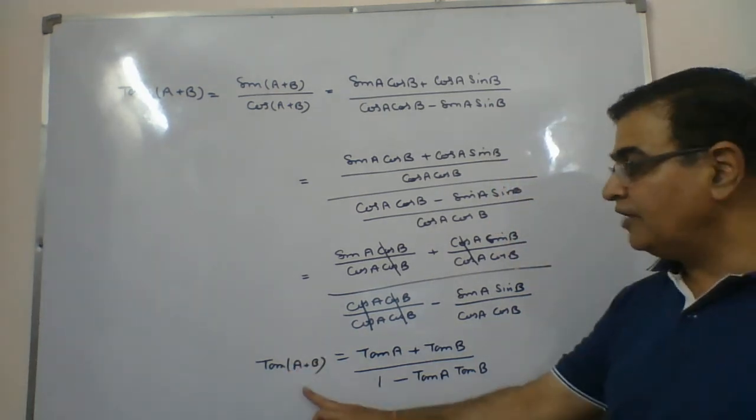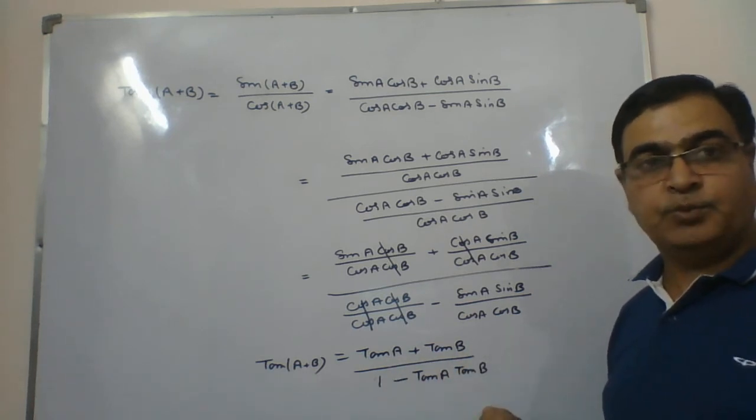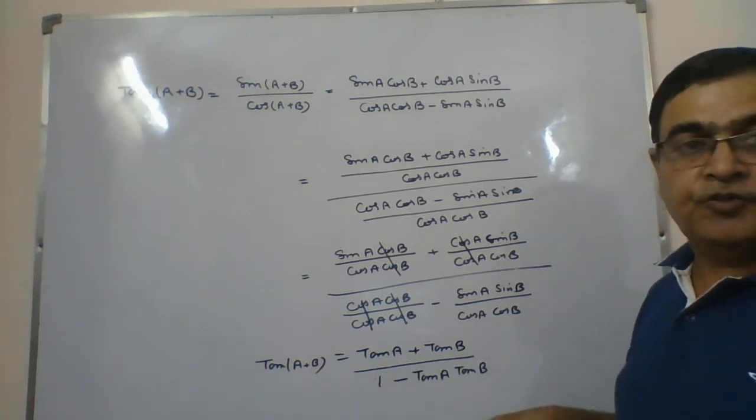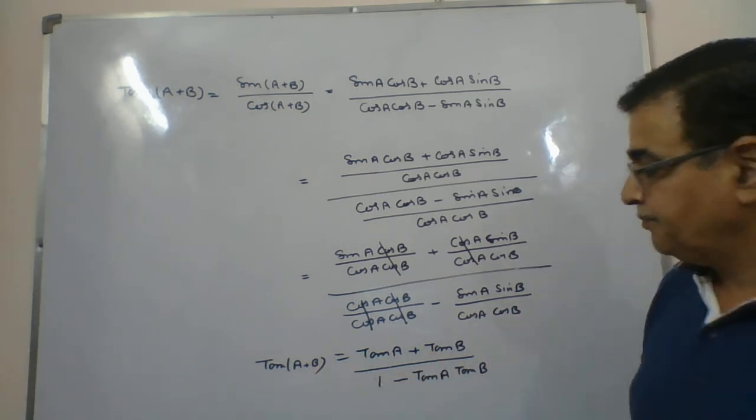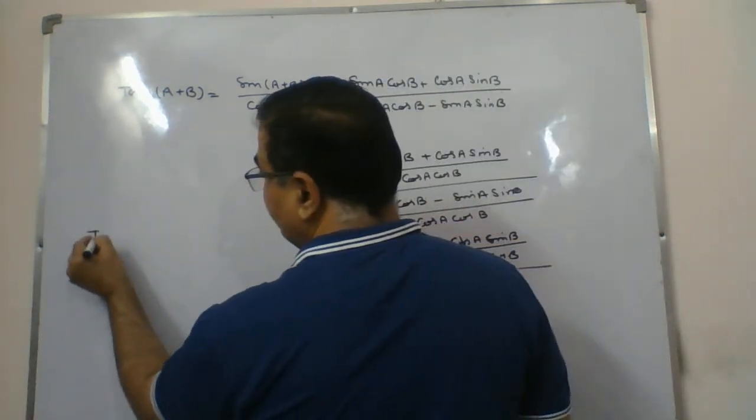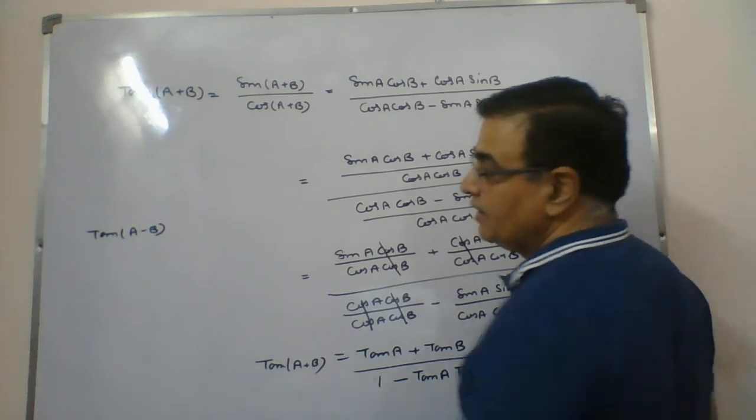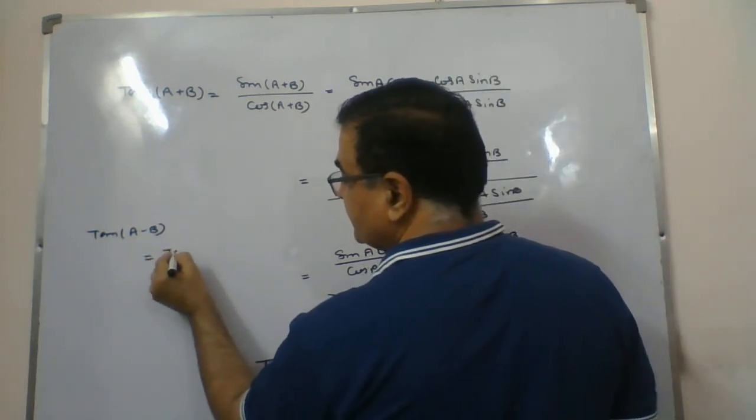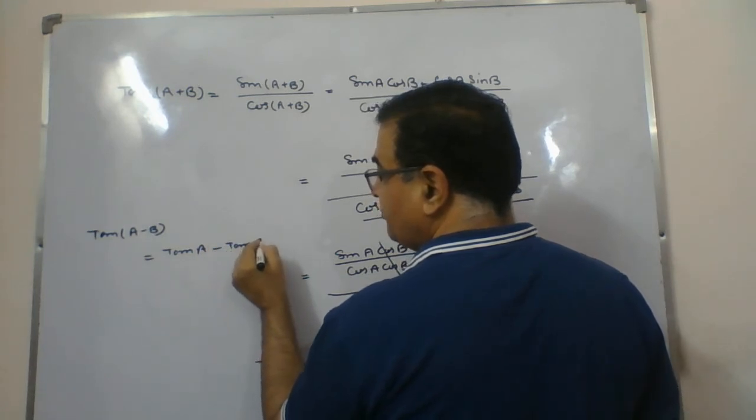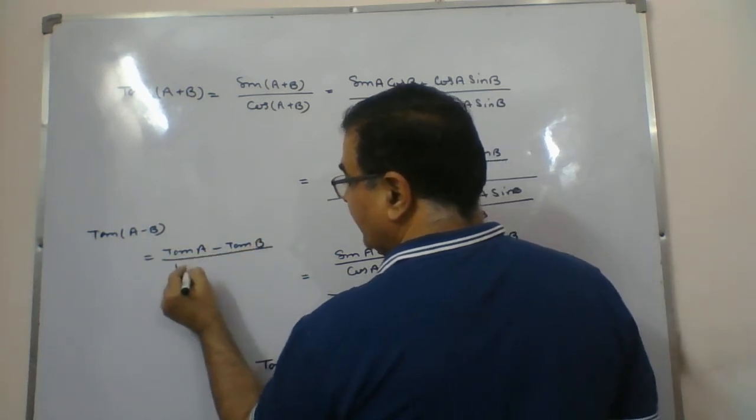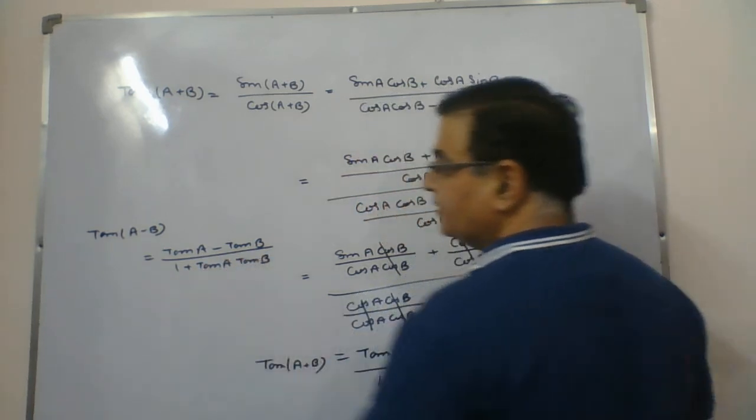So another formula we have: tan(A+B) is tan A plus tan B by 1 minus tan A tan B. This is the formula of tan(A+B). In plus, numerator is plus but denominator is minus. Same way when they say tan(A-B), when we think about tan(A-B), if it is minus, then numerator is minus. So tan A minus tan B by 1 plus tan A tan B.